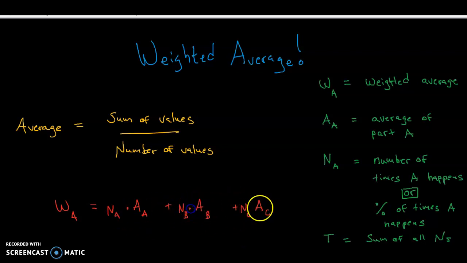You multiply each of your averages by the number of times that average occurs, or the percentage of times that event happens. Basically it's the two different things that you'll be tested on: how many times it happens, or the percentage of times it happens. Either way, it's the same thing. If I've got a percentage, just throw that in there. If I've got a number, throw that in there. Then after you've added all those things together, you just divide by t, which is the sum of all the n's. So in this case, it would be whatever NA is plus NB plus NC. So divide by the total. And that's it. That's all you have to do.